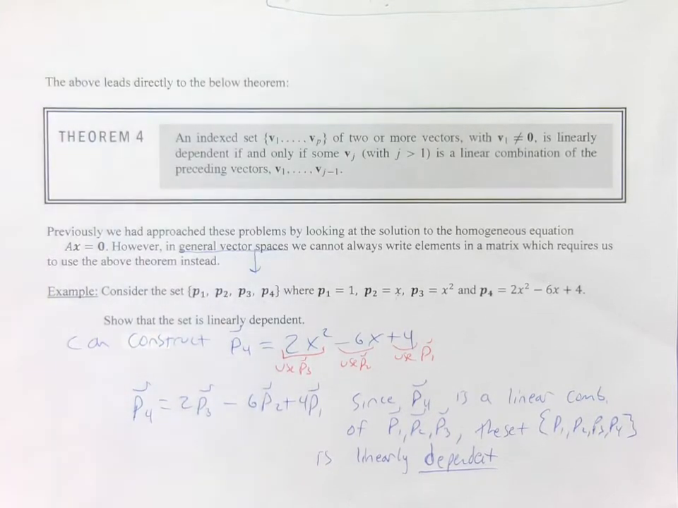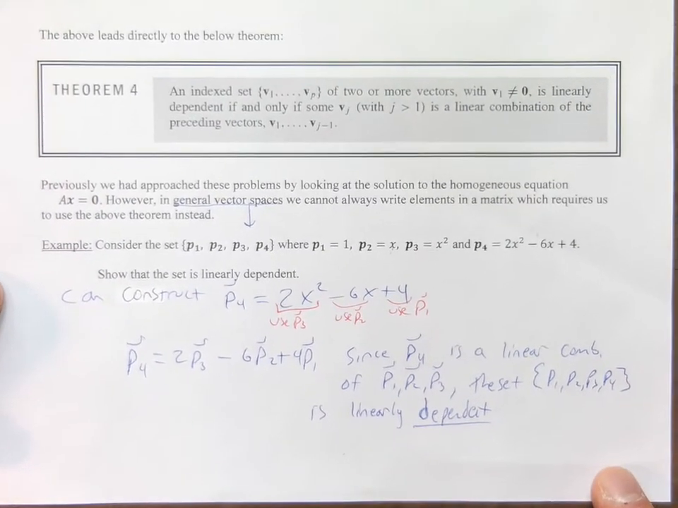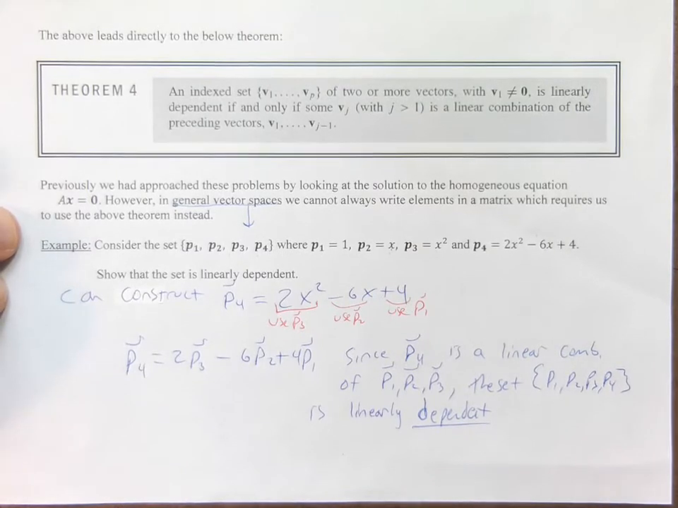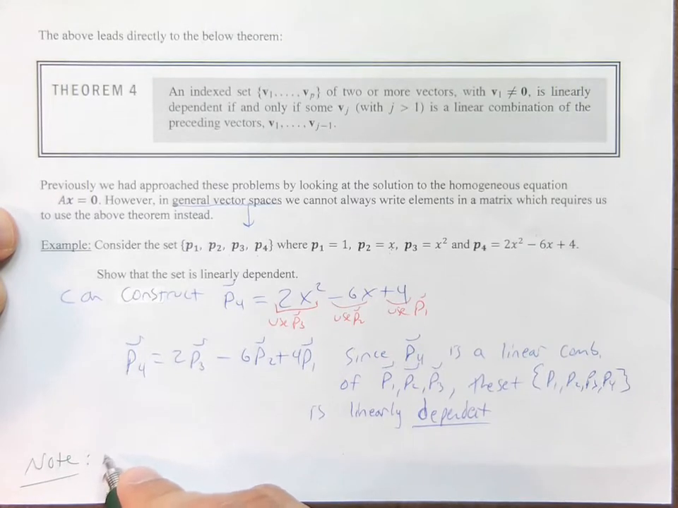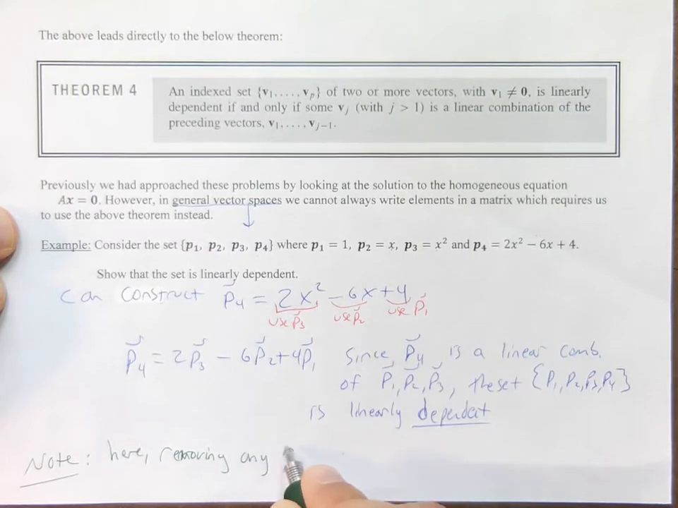Maybe take a second and think about what we could remove from this set to make it linearly independent. Is there a vector? Could we remove one of the p's to make this linearly independent? Well, it turns out if we remove any of the four of them, it would become linearly independent. So in this particular case here, removing any of the p sub i's creates a linearly independent set.